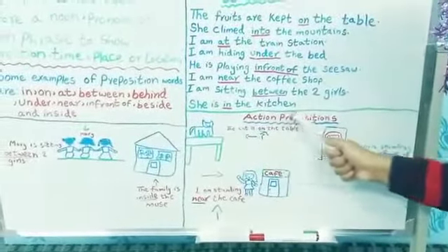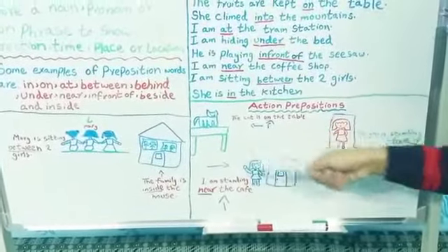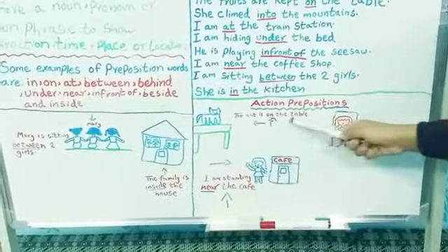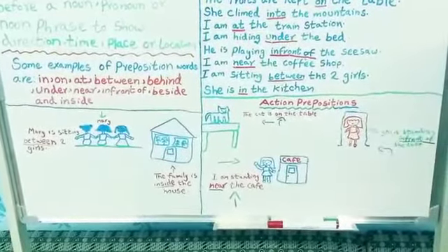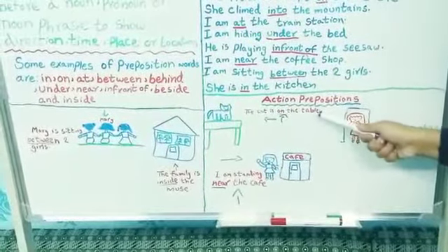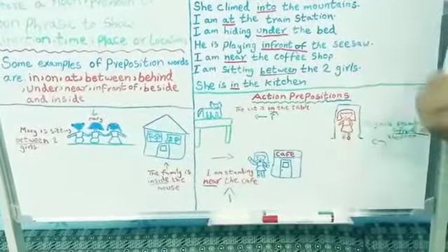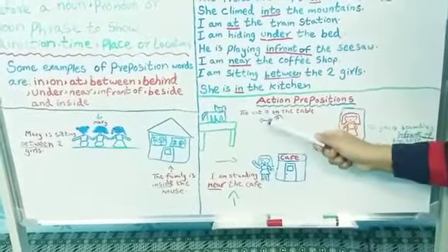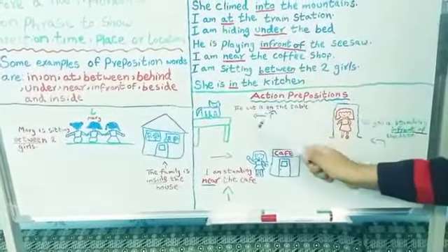So in the action prepositions, there are pictures drawn below, and there are some sentences below, and we have to find the preposition in it. The cat is on the table. So what is the preposition in it? The preposition in it is on.